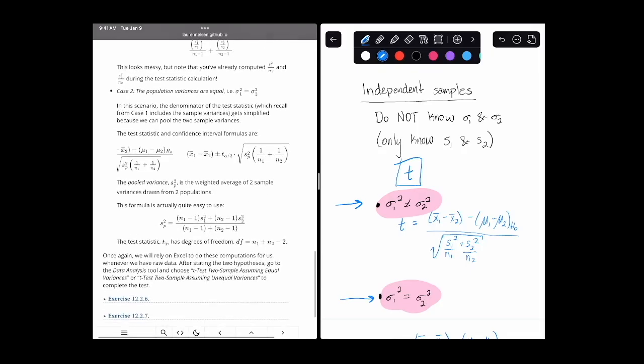So I know these are intimidating formulas, but we can use Excel, we can calculate these things, and again, this is a situation where if we have the raw data and not just summary statistics, we want to use that data analysis tool, especially now that we have these big calculations. If we can use data analysis, we want to. And so in these situations, we'll choose the t-test option, the t-test two-sample, and depending on if we're assuming our variances are equal or not equal, we'll either choose equal variances or unequal variances after that.